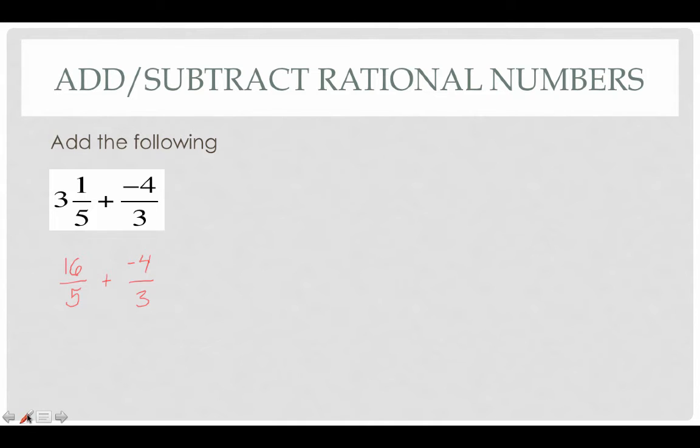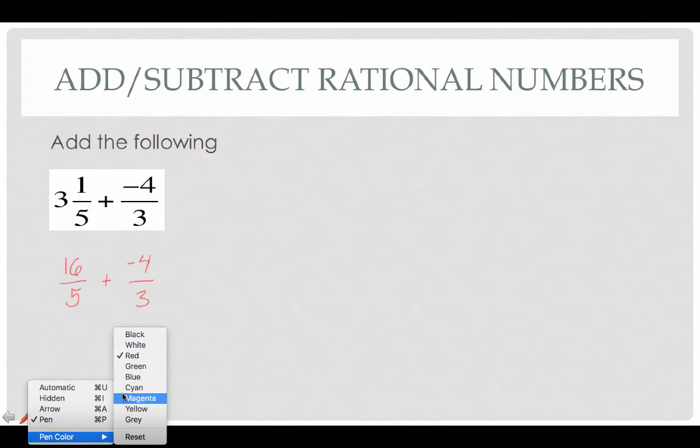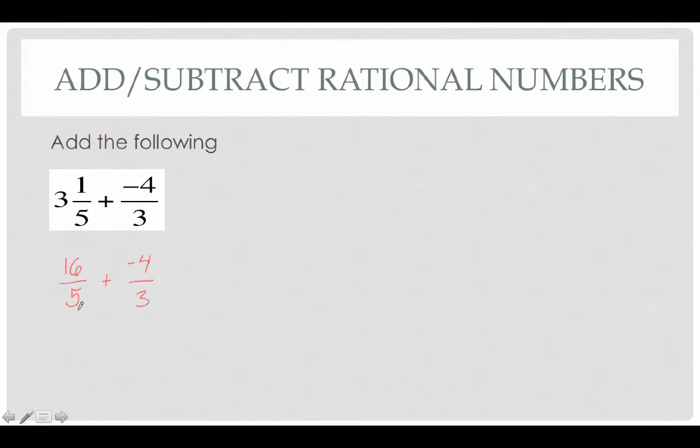Now the problem is, however, I've got different denominators. I want to have common denominators. Fifths is a different size fraction than thirds. So now we've got to change these to similar fractions, but with the same denominator. So 5 and 3, what I'm going to want to do is turn them both into 15ths, because 5 goes into 15 and 3 goes into 15.